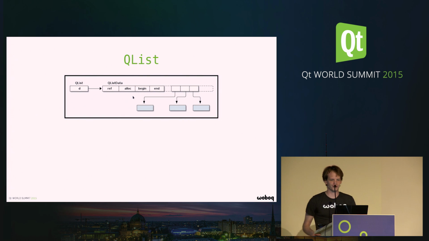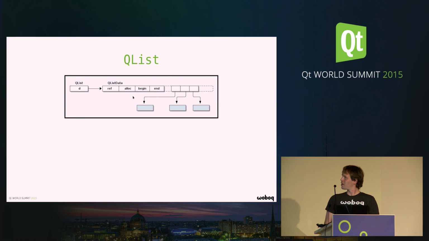QList. The difference between QList and QVector is that QList, instead of having the elements directly in memory, has pointers to the elements. So that means a lot of allocations. Each time you want to put something in the QList, it's an allocation. It's also an indirection. So it's a bit slow.